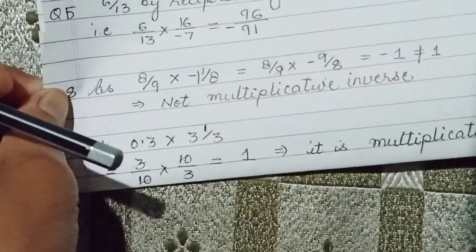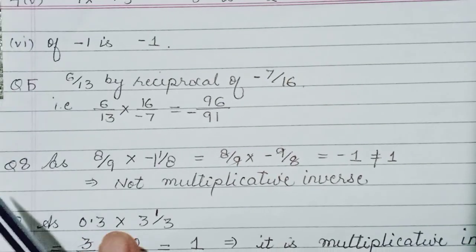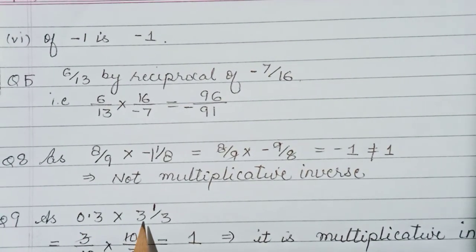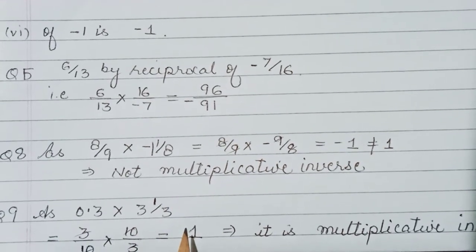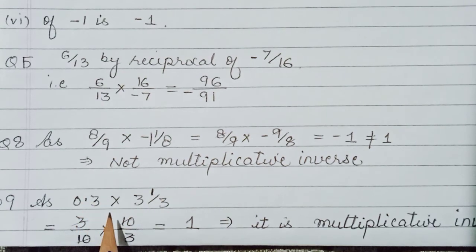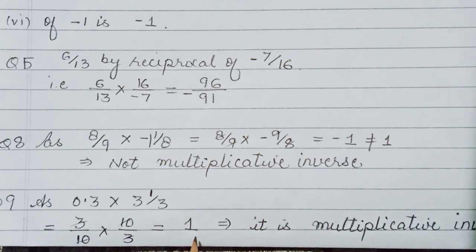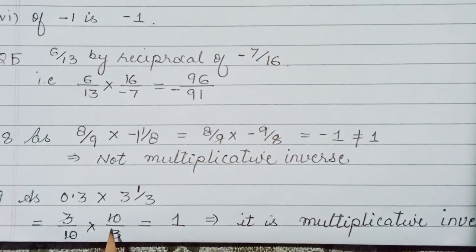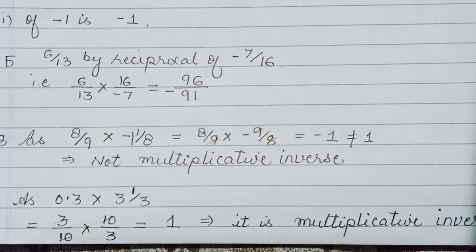Look at the next one. In the same way we had to check here also. So 0.3 was given to you and this was suggested as its inverse. Converting this, 3 3s are 9 and 1 10 upon 3. We took the decimal to a fraction, 3 upon 10. Then all is getting cancelled and this time you are getting 1. So if you get the product of two numbers as 1, then each is the multiplicative inverse of the other.